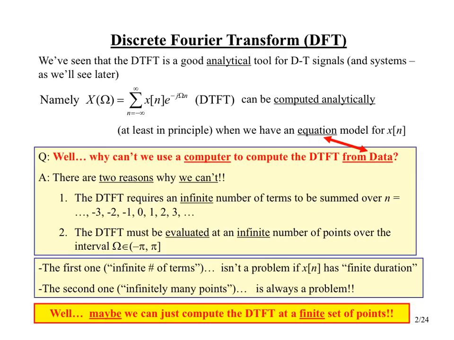Okay, so we've been talking about the DTFT, and we've seen that it's a good tool for analyzing discrete time signals and systems as well. As we've seen, rather than as we'll see later. And so this is the equation for the DTFT. And it's a nice equation for computing analytically if we're given a specific functional form for x of n. We can hopefully, sometimes, if the equation is not terribly difficult, actually find a closed form for X of omega.